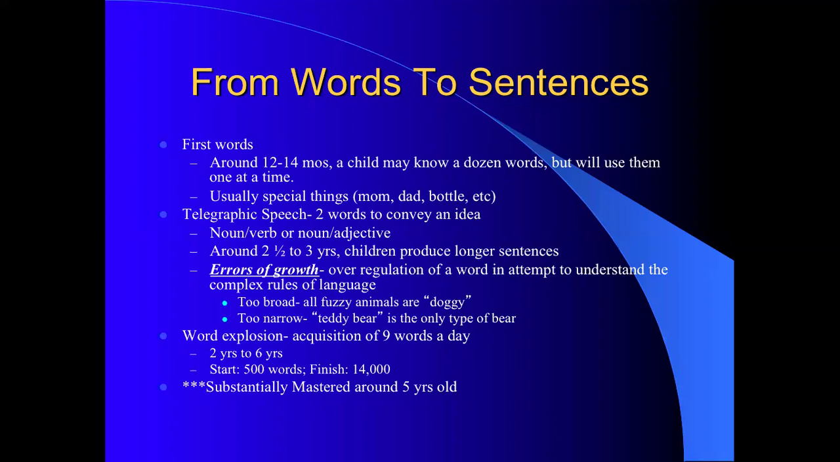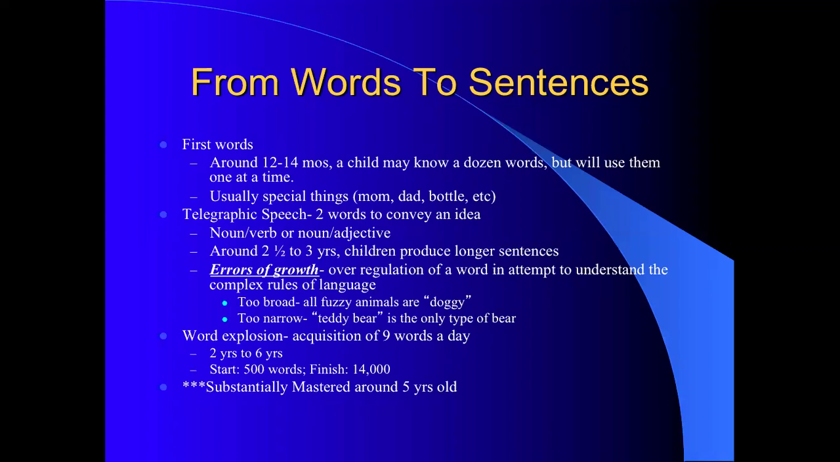By 2.5 to 3 years old, children are starting to put together longer sentences. They're starting to be able to convey ideas in a fuller context. However, because the children are still novices as it relates to language, they do make mistakes. This is what we call errors of growth, right? Where they apply a category either too broadly or too narrowly.